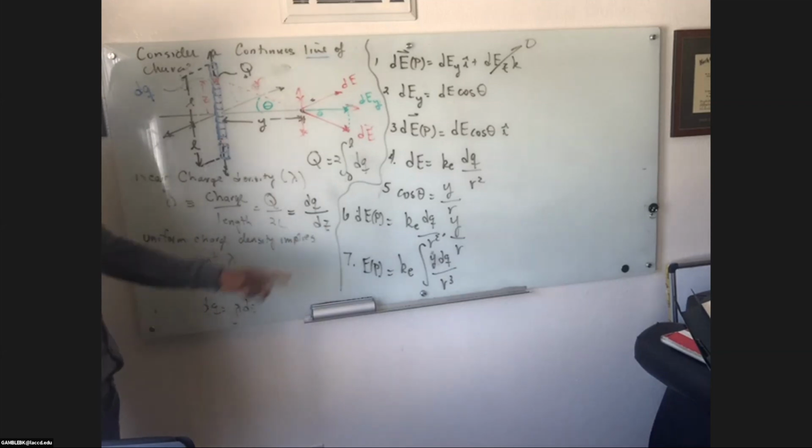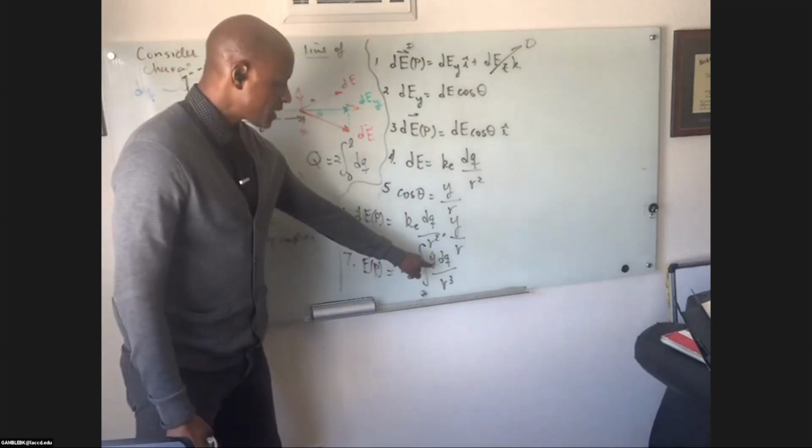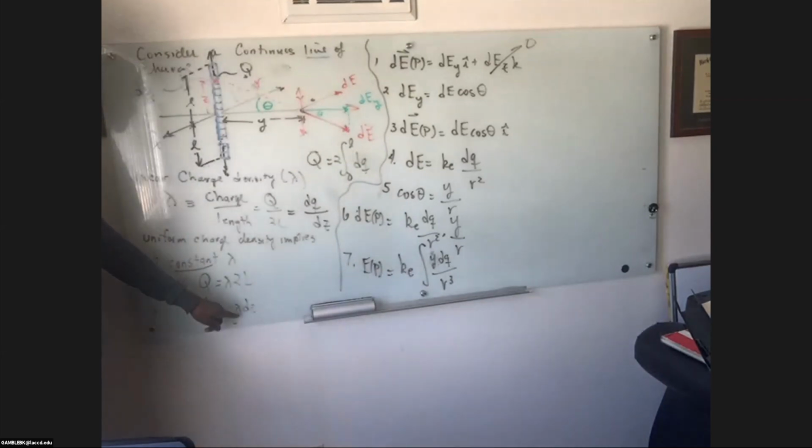Now let's put in the other stuff that I figured out. I know that y is a constant, so it's going to come out of the integration. And I can also put in dq is equal to lambda dz.